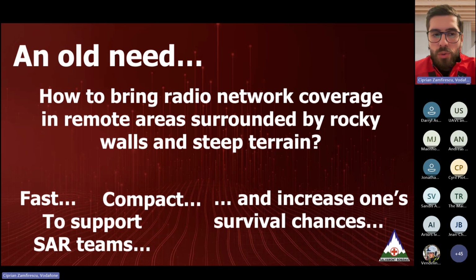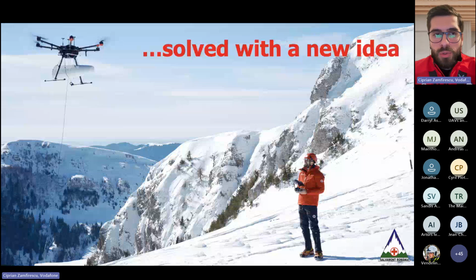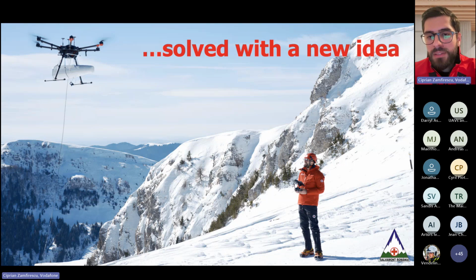So we wanted to build a solution which is fast, compact, and a support for the teams, and which can be deployed in a few minutes. First of all, it should be portable and easy to deploy. We need long autonomy, we need to respect the legislation, and we need to look only for the people that want to be looked for. So this is the solution presented 2 years ago, but it's more developed right now. We enhanced the connectivity. The drone itself is a cell tower, which is able to provide coverage over a radius of up to 10 kilometers.